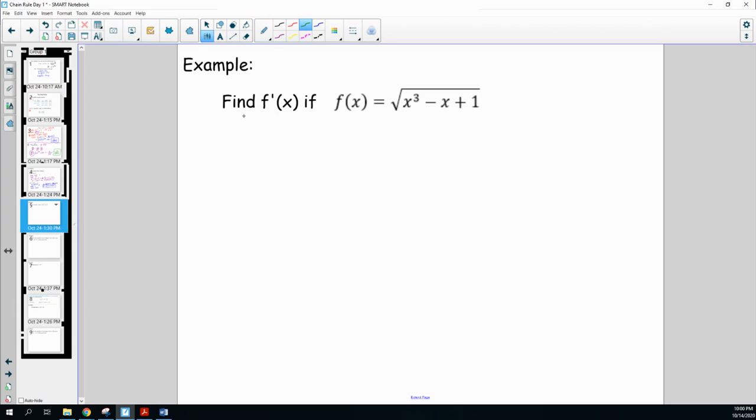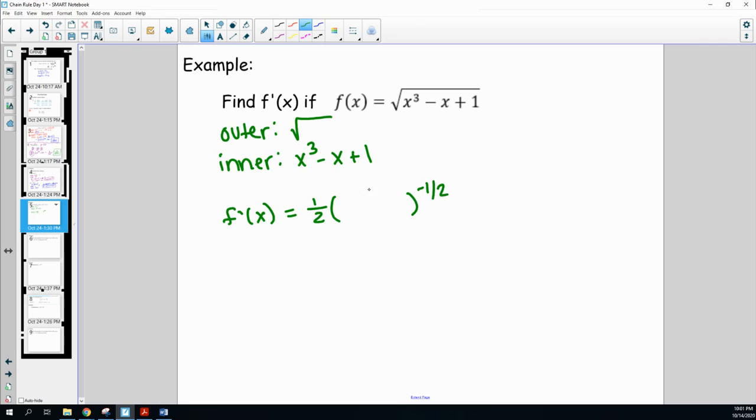Okay, so we're going to find f prime of x if f of x is equal to square root of x cubed minus x plus 1. Okay, so again, first thing we do is identify the outer. So here the outer function is going to be the square root of something. My inner function is going to be x cubed minus x plus 1. When I take my derivative, I'm going to do the derivative of the outer. So that's going to be 1/2 something to the negative 1/2. That something is going to be our inner function. So I'm going to plug that in, x cubed minus x plus 1.